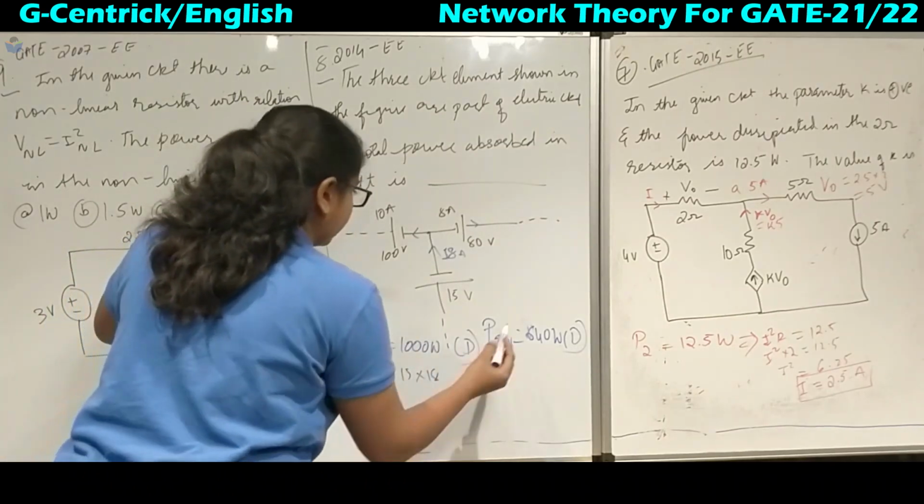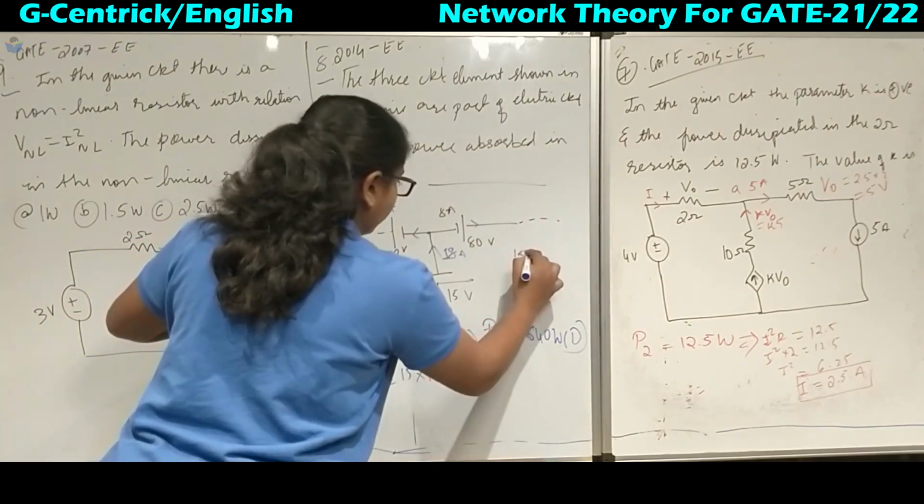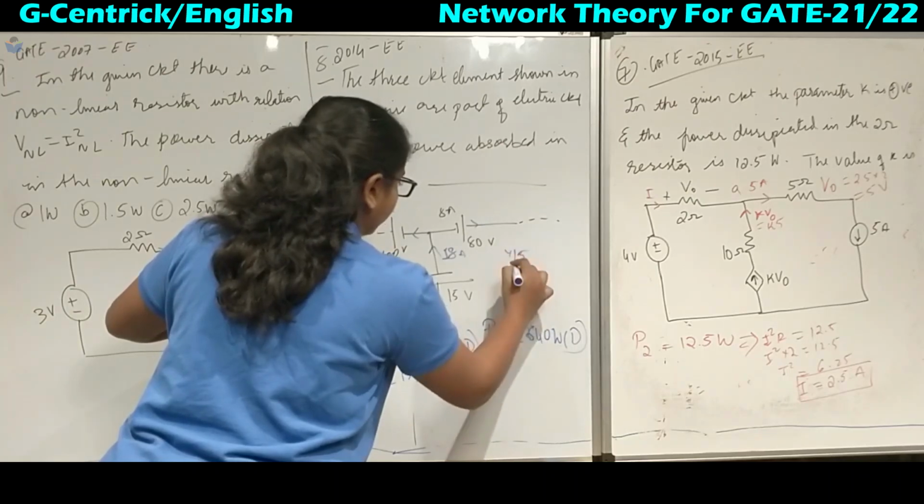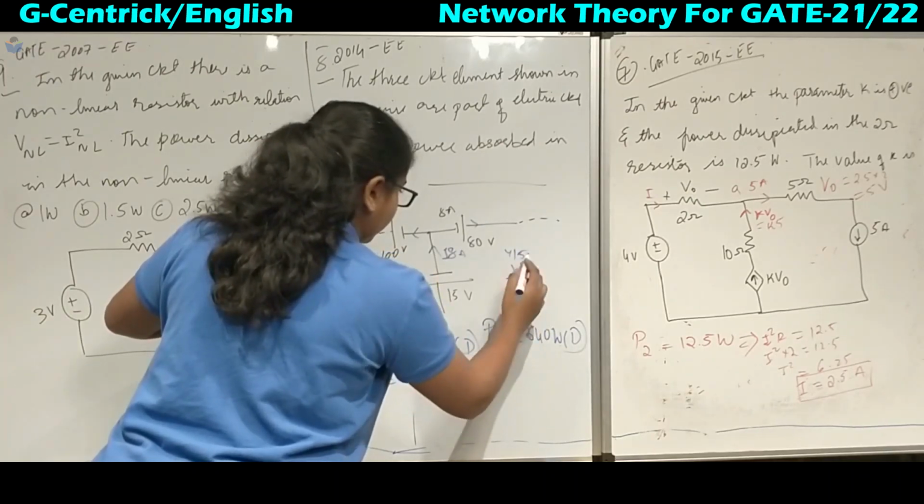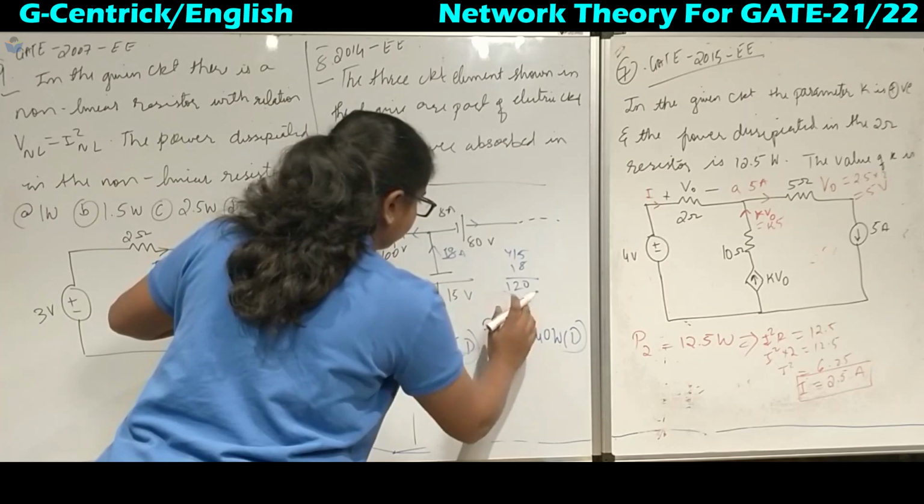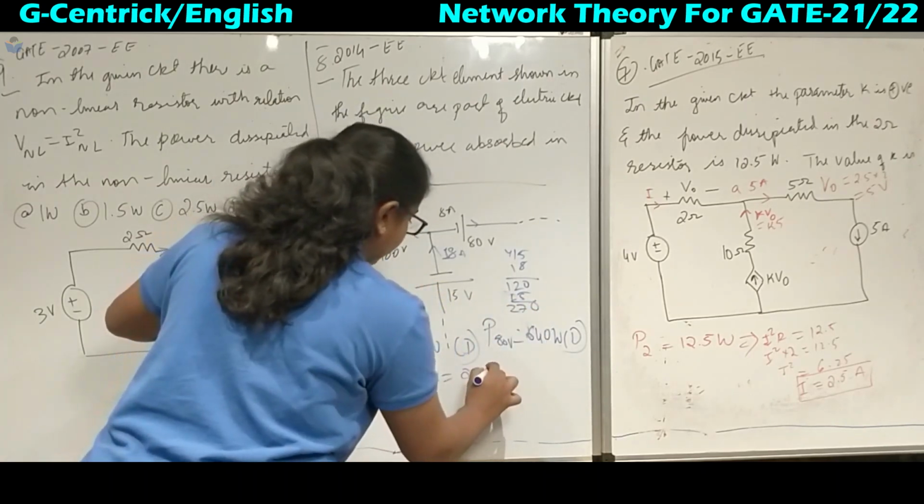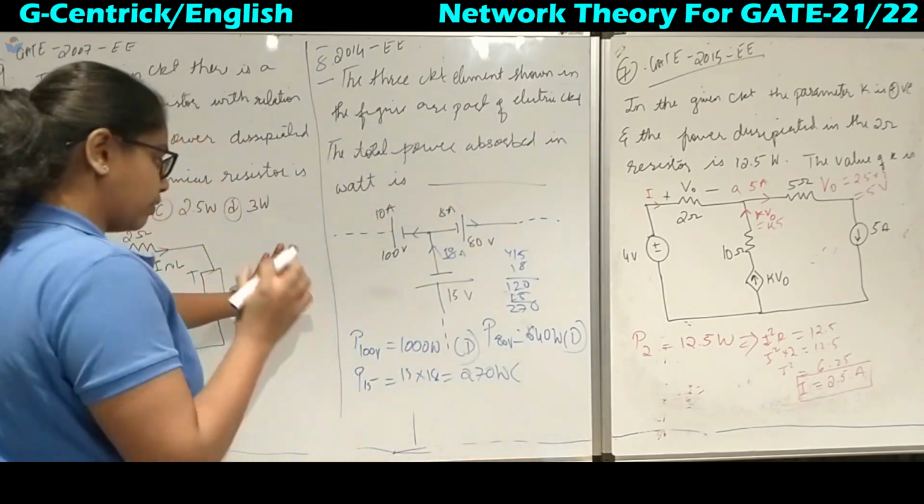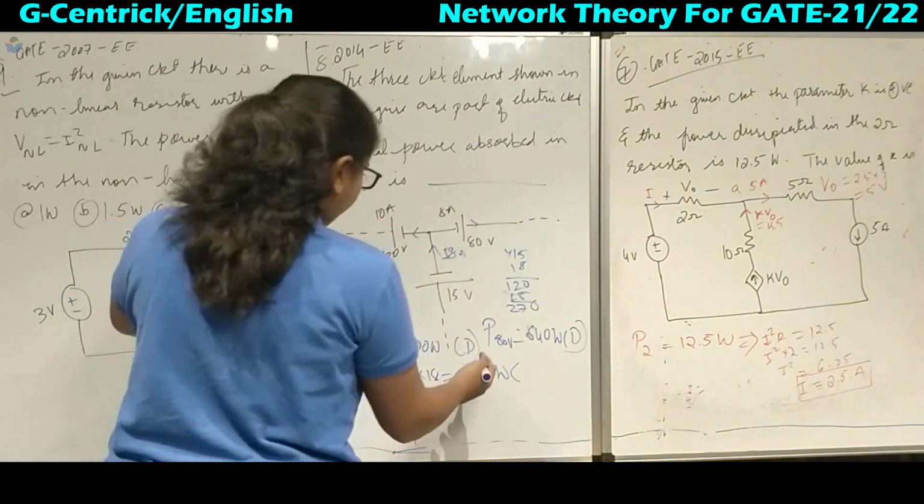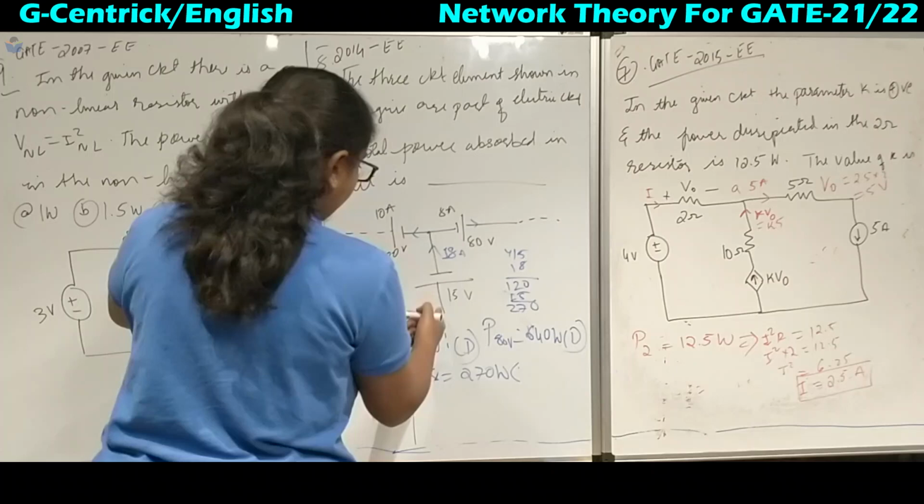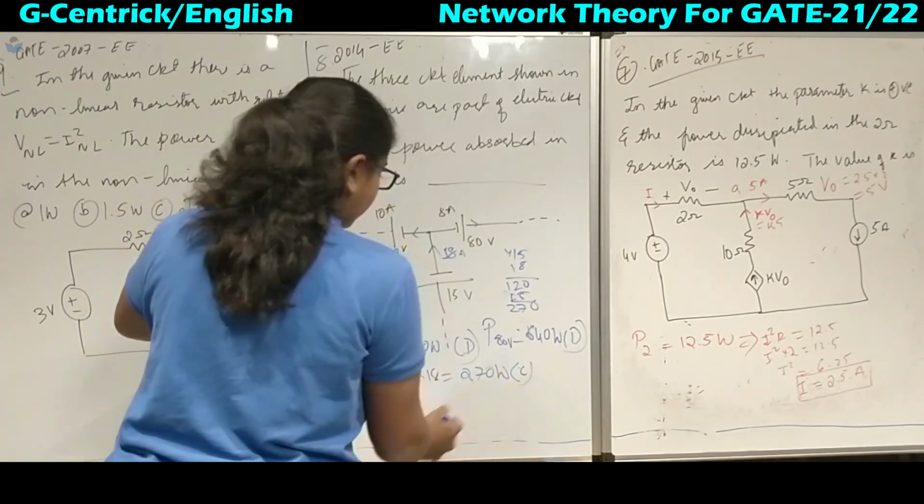So the power delivered is 15 into 18, which is 270 watts. So 270 watts is the power. So they are in the opposite direction, so it is consumed.